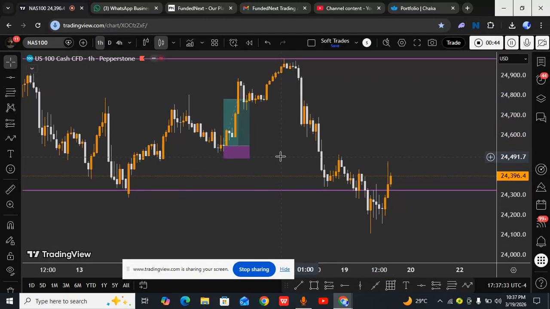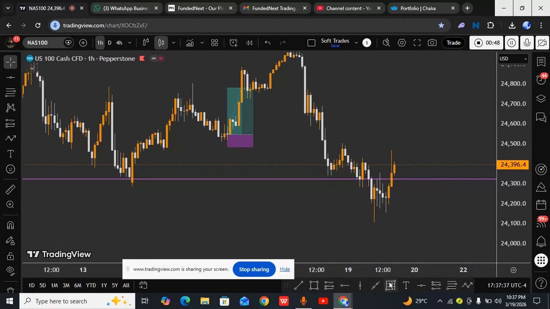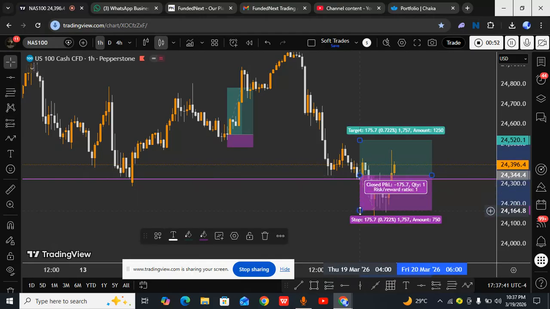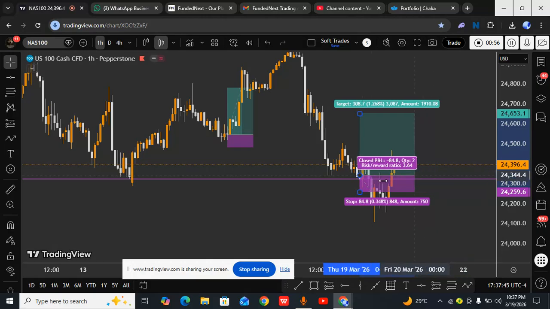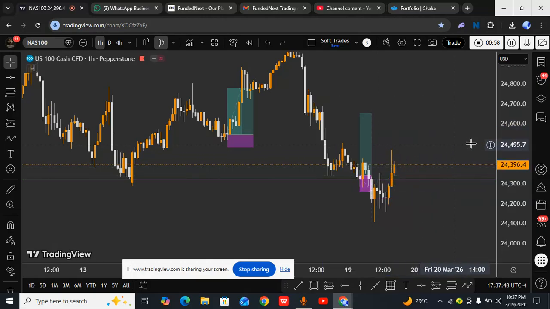I'm going to show us how we got this trade, and I'm also going to show us how we got this one that later hit our stop loss. So this was where we targeted, but this one did hit our stop loss.